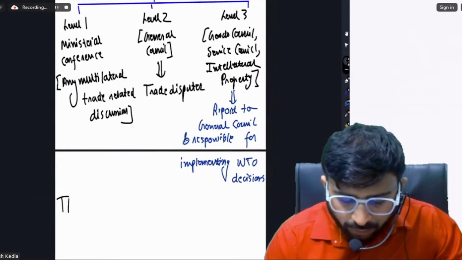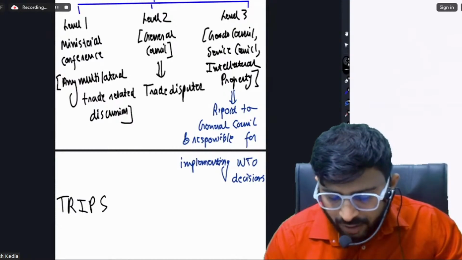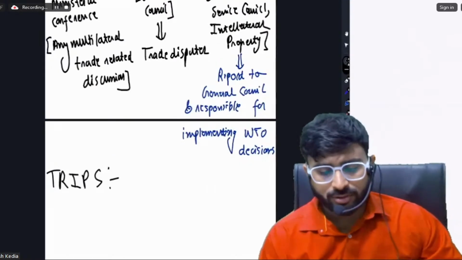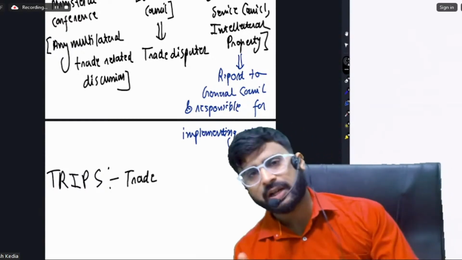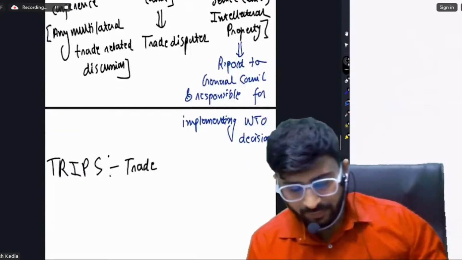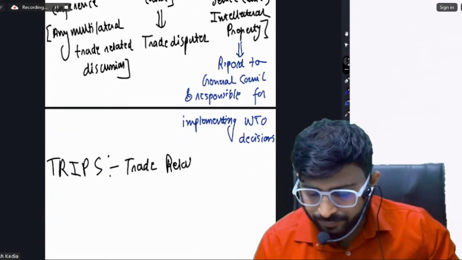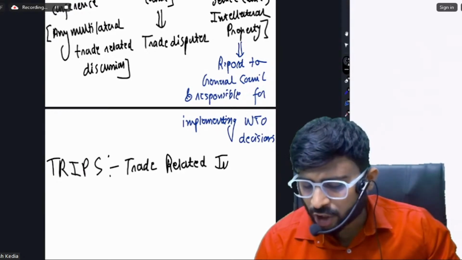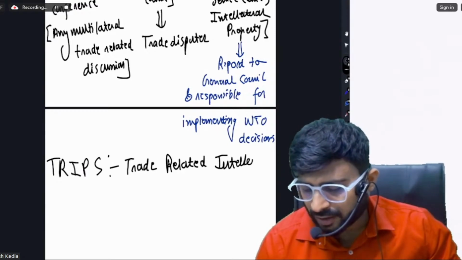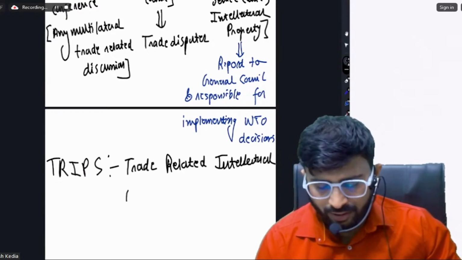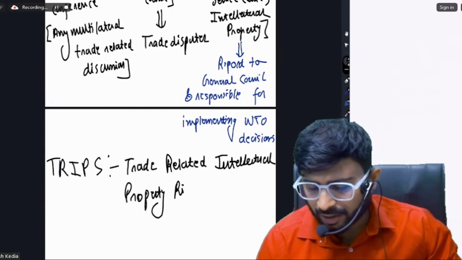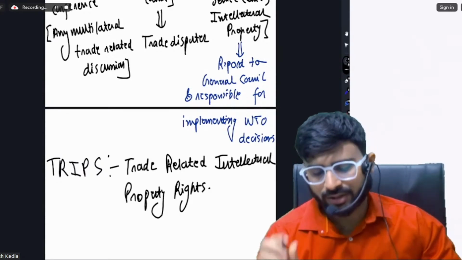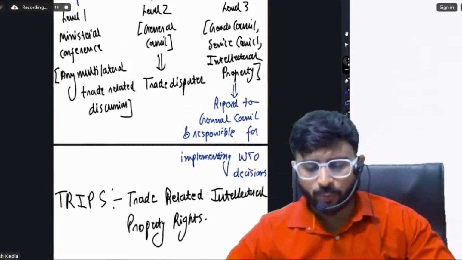Acha, there can be one full form that can be asked in exam. TRIPS. So remember the full form is trade related intellectual property rights. This also comes under WTO level 3 only. Just remember that.